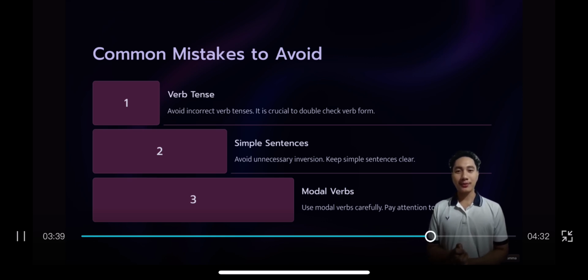Common mistakes to avoid. With verb tense, avoid incorrect verb tenses; it is crucial to double check verb form. In simple sentences, avoid unnecessary inversion. Keep simple sentences clear. With modal verbs, use them carefully and pay attention to construction.